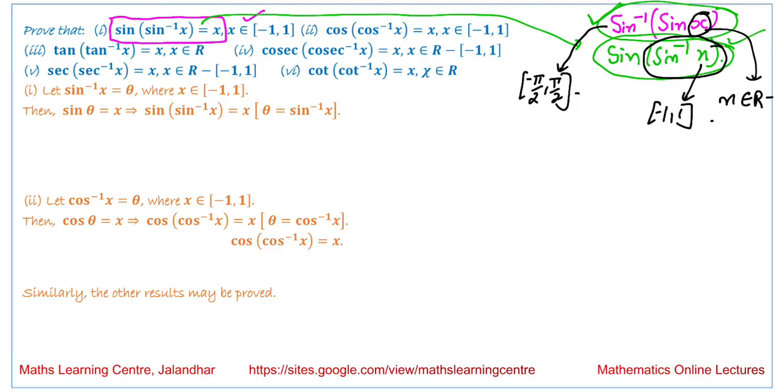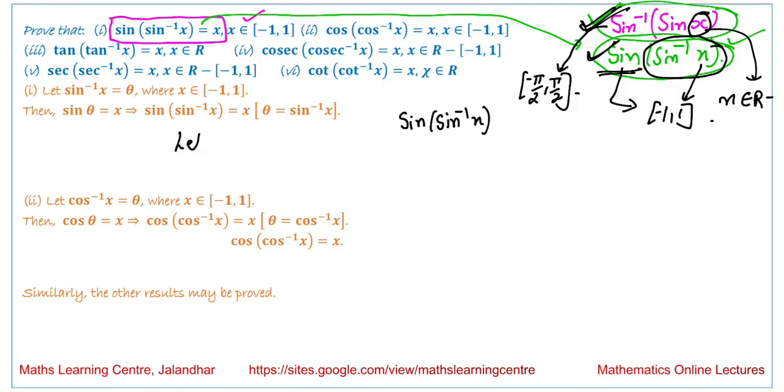So the value of x, the domain of this function, is from minus 1 to 1. The answer we obtained is sine, so that will also belong to the interval minus 1 to 1 in this case. So these are two different functions we are talking about. First, we have sine of sine inverse of x. We have to prove that this is equal to x.